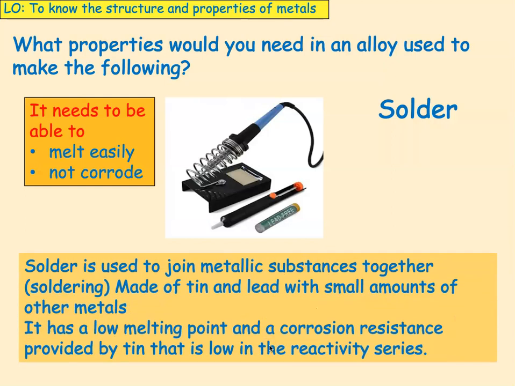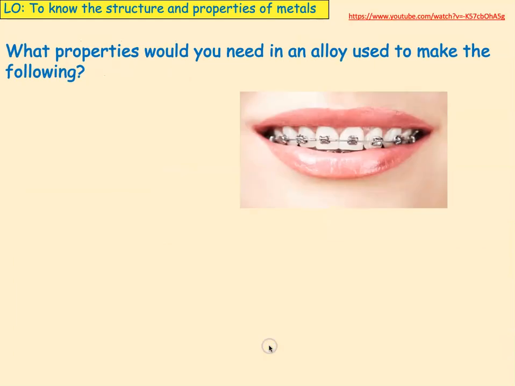So solder is used to join metallic substances together. You solder them together. It's made with tin and lead with small amounts of other metals. It has a low melting point and a corrosion resistance provided by tin, which is very low in the reactivity series. So it doesn't react with things like oxygen and water.